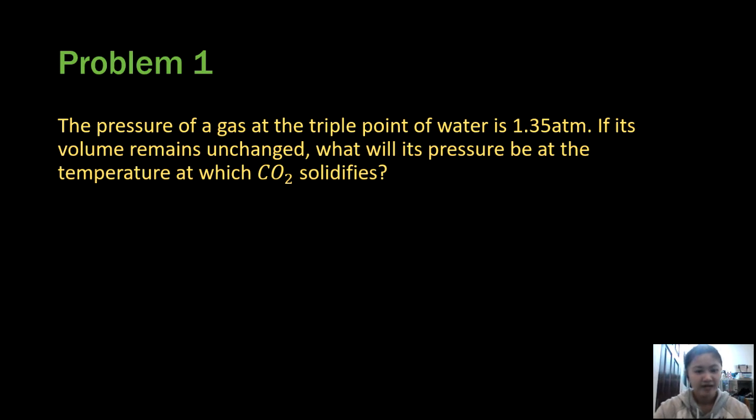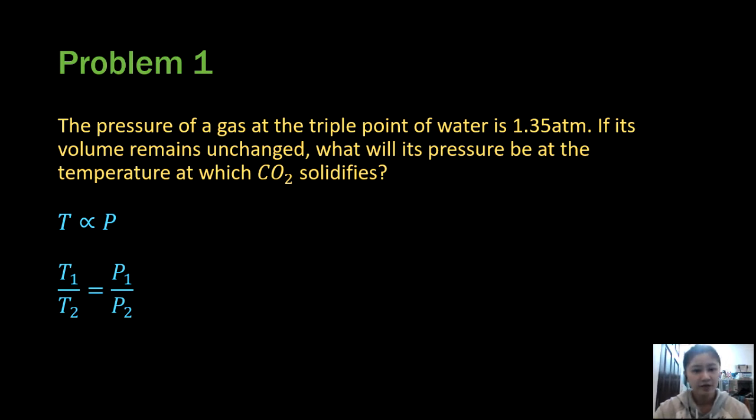The pressure of a gas at the triple point of water is 1.35 atm. If its volume remains unchanged, what will its pressure be at the temperature at which carbon dioxide, CO2, solidifies? So for this problem, since we know that temperature is directly proportional to pressure, we may use this formula: the initial temperature divided by the final temperature is equal to the initial pressure divided by the final pressure, since they are directly proportional to one another. So let's list down the given.